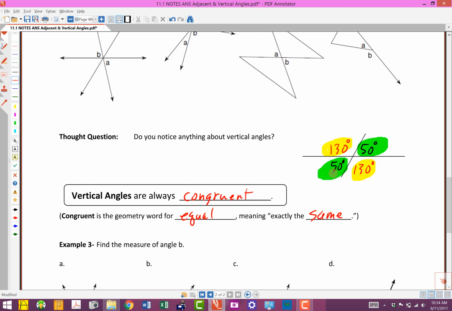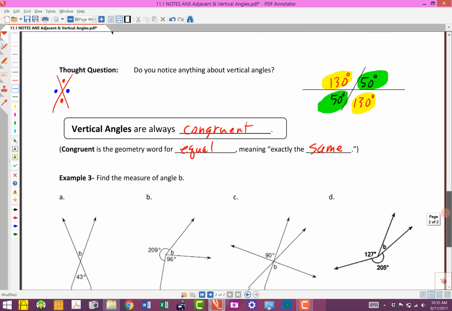Now, to remember the name vertical, sometimes we just draw lines that look like that. They kind of make a V shape. This one right here would be vertical with that one right there, and this one right here would be vertical with that one right there. So when we've got that V that's formed by two intersecting lines, we know that stands for vertical, and the ones that are opposite each other are going to be vertical angles.